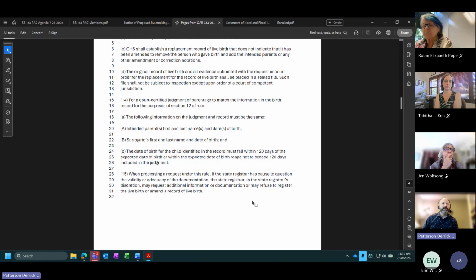All right, section 15. When processing a request under this rule, if the state registrar has cause to question the validity or adequacy of the documentation, the state registrar, in the state registrar's discretion, may request additional information or documentation or may refuse to register the live birth or amend a record of live birth. Any questions or comments on 15?